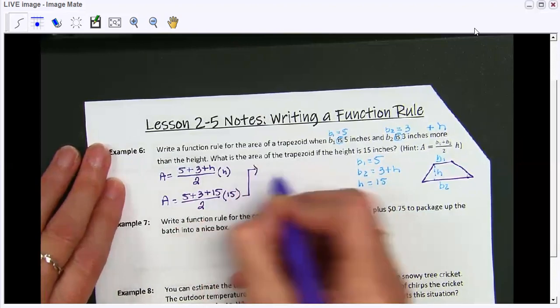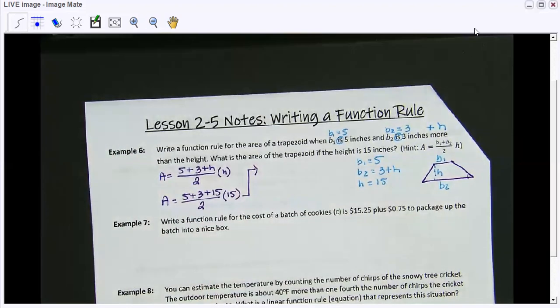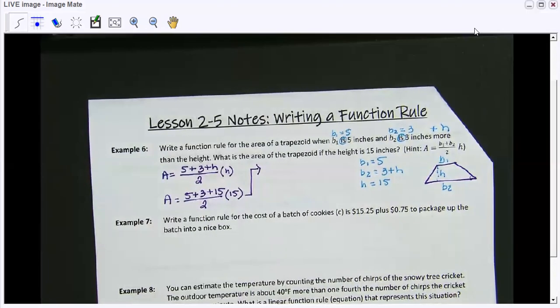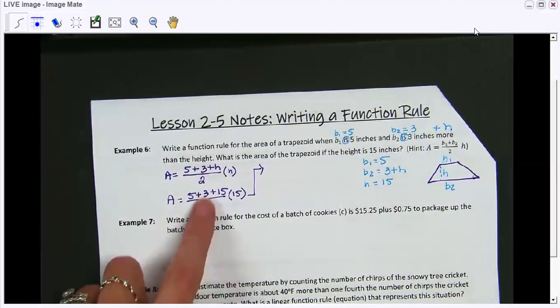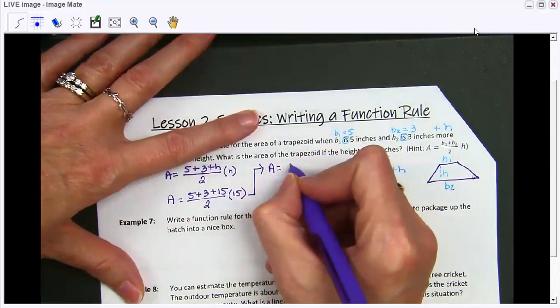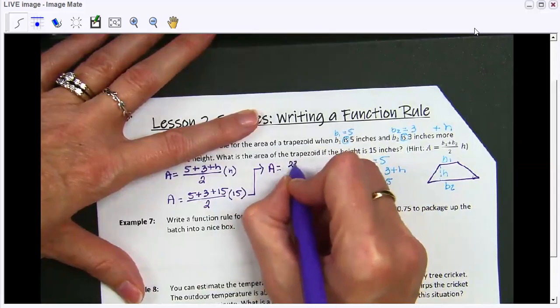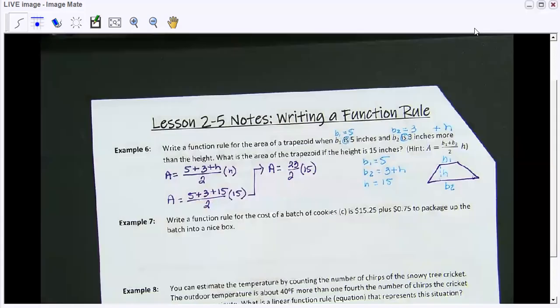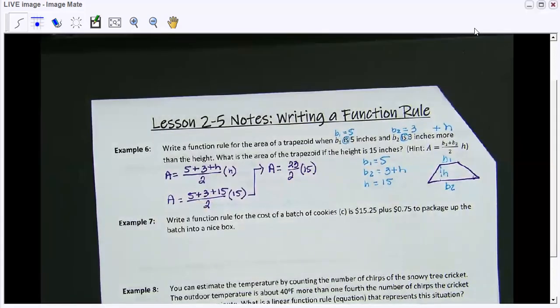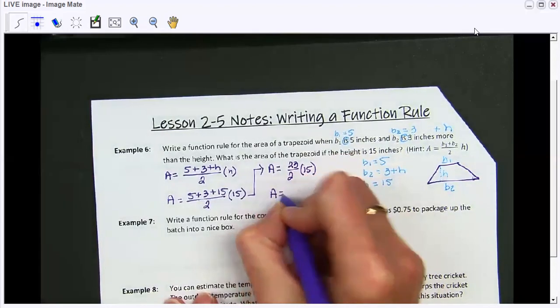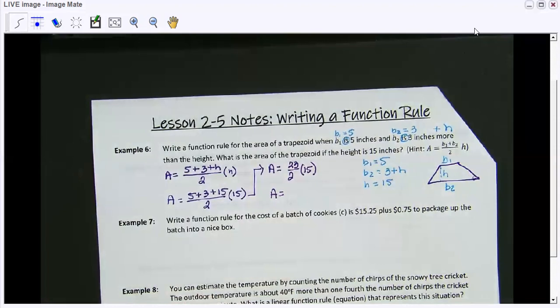Now, because of the commutative property of addition, I can add all these up together. It doesn't matter what order I add them. That's what I'm going to do first. So area equals 23 over 2 times 15. Now, at this point, I would go ahead and take 23 divided by 2 times 15, and I will get the area. Okay, so I'm going to plug that into my calculator.